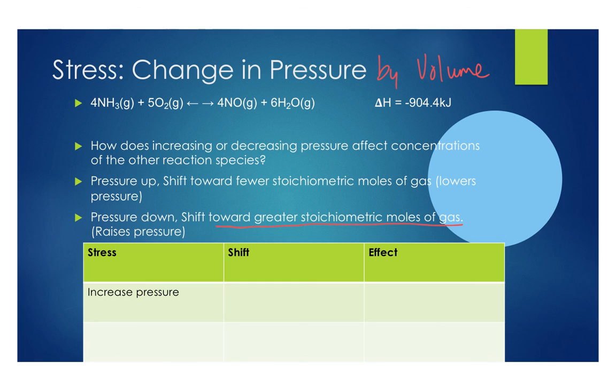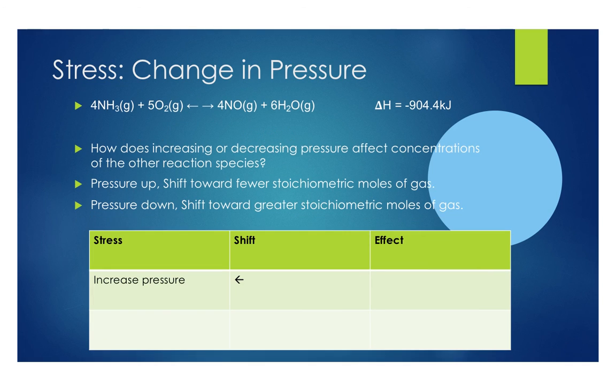Taking a look at our system up here, let's say we increase the pressure. Our stress here is that the pressure is going up. Let me count my moles of gas on both sides. This is 4 plus 5, which equals 9 moles. Over here, it's 4 plus 6, which equals 10 moles. If I increase the pressure, we want this reaction to shift in a way to lower that pressure down. How do we do that? By shifting towards fewer stoichiometric moles. So we're going to shift from 10 toward 9. Our shift is going to be to the left.